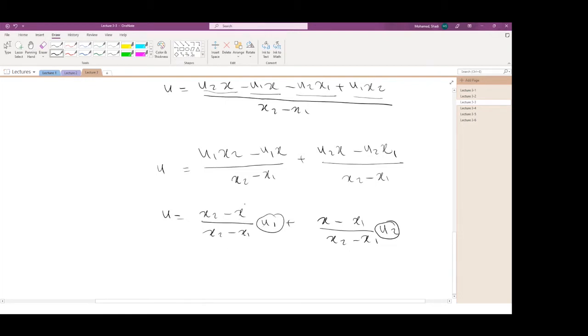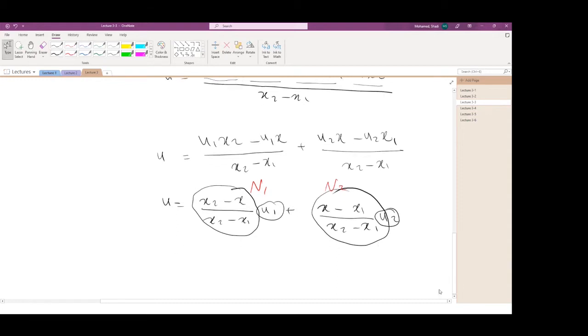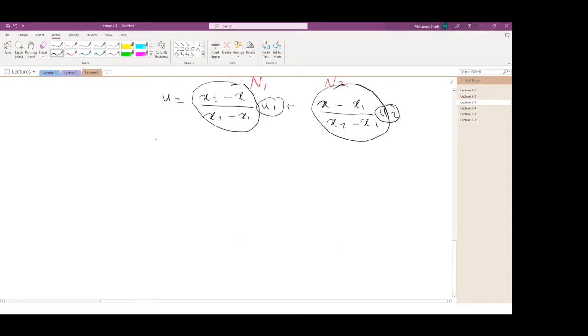So I'm going to call these guys here, this one and this one, I'll just write it in red because this is important. I'm going to call them N1 and N2. And this is the shape function. This is the first time I'm talking about the shape functions in this class, but this is, as I said, one of the most important concepts in the finite element method.